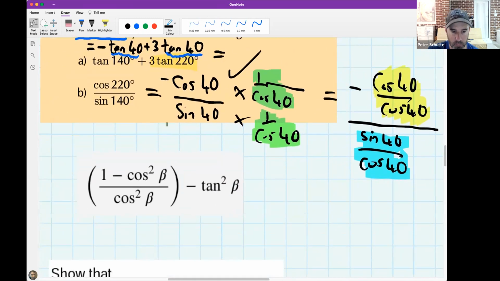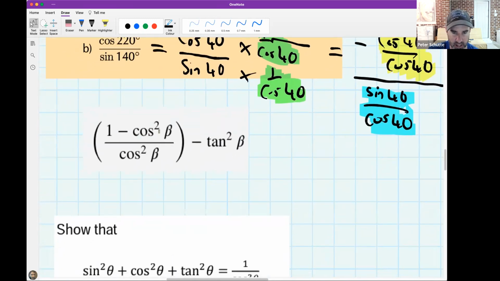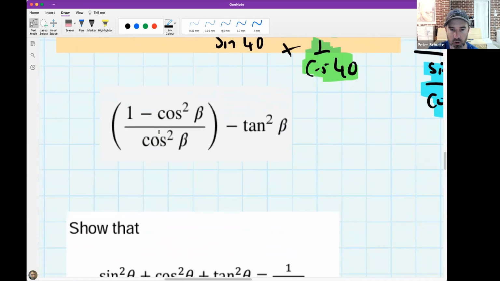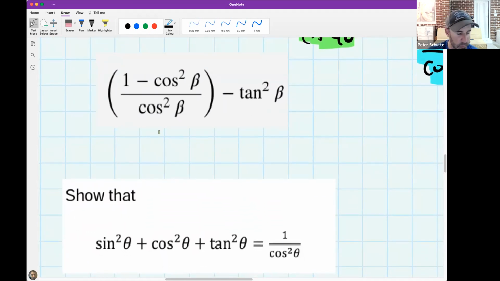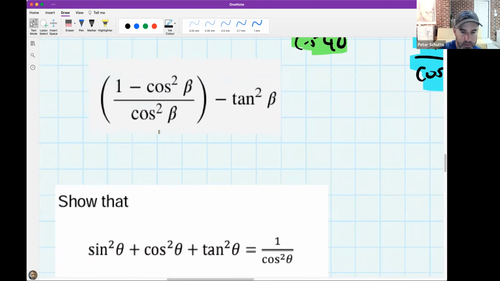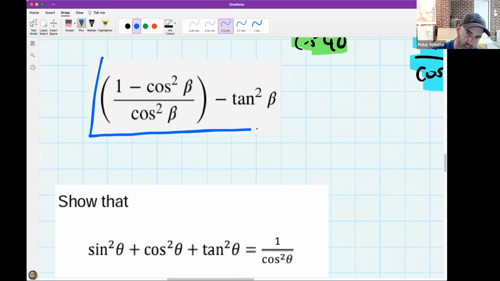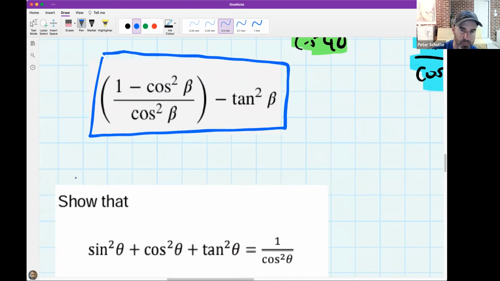Okay, let's do one more. Let's end the night with one question like this. I want you to simplify this expression. Remember at the beginning of the lesson, I gave you what was called the quotient identity and the square identity. Maybe we'll squeeze in two more. Can you simplify that expression over there?